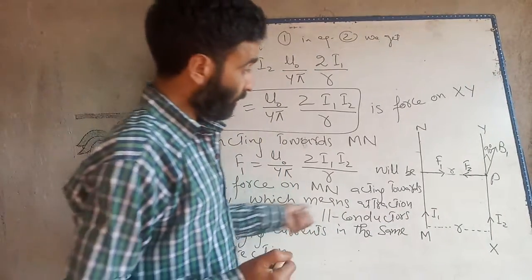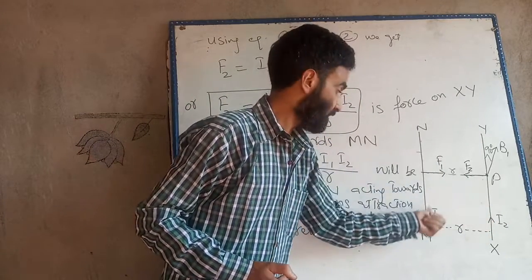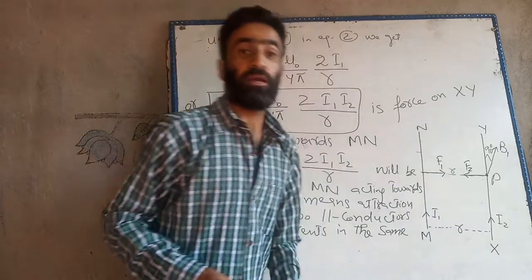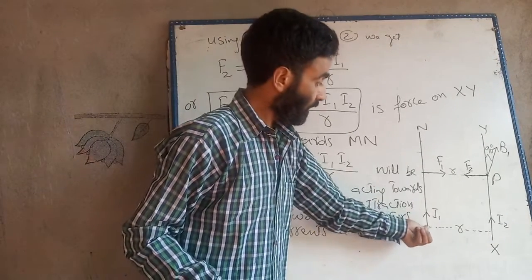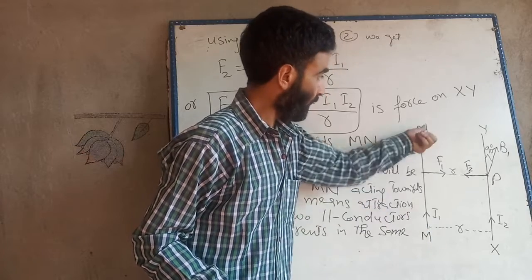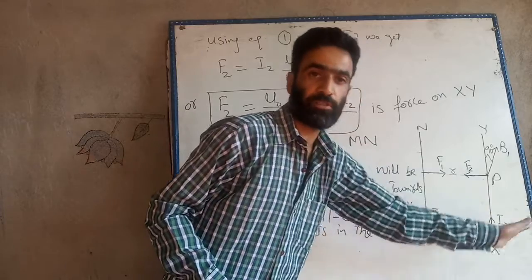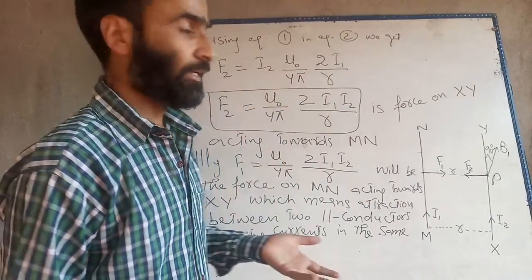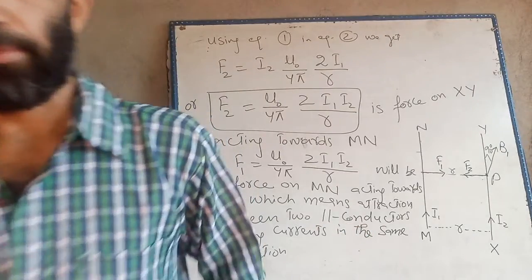But this was only for the conductors in which the currents are flowing in the same direction. But if we take the current in the opposite direction, meaning I1 is moving from M to N, and I2 will move from Y to X, meaning downwards, then it is clear that they will repel each other, which we can prove easily.